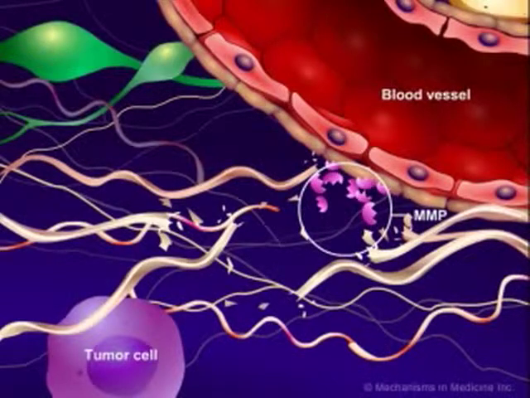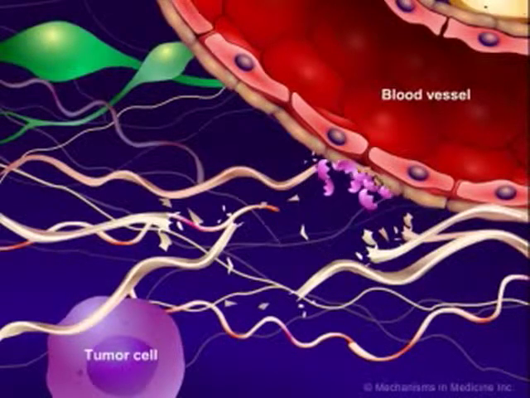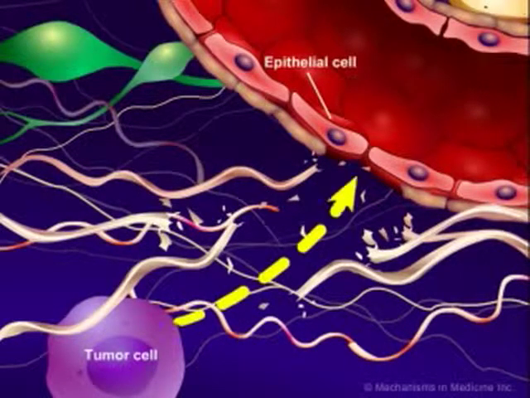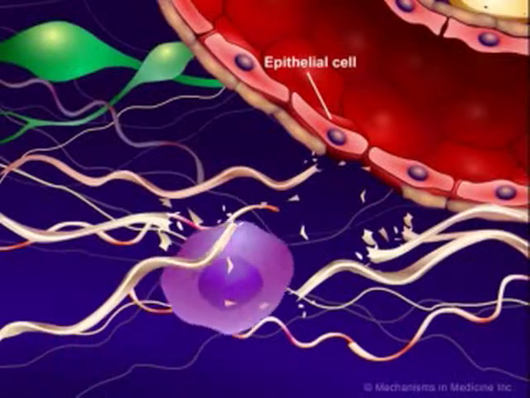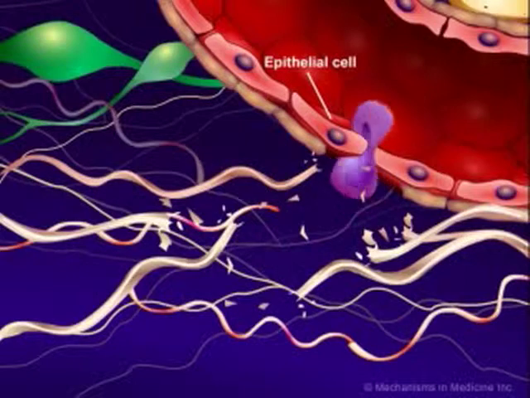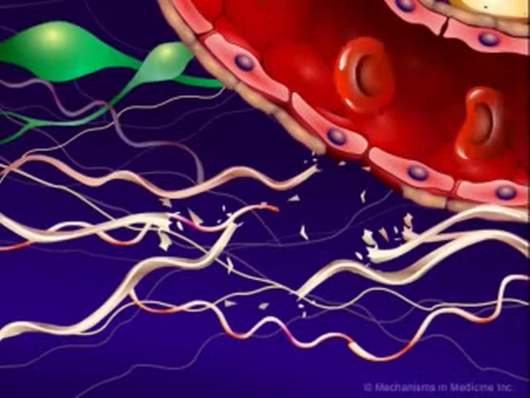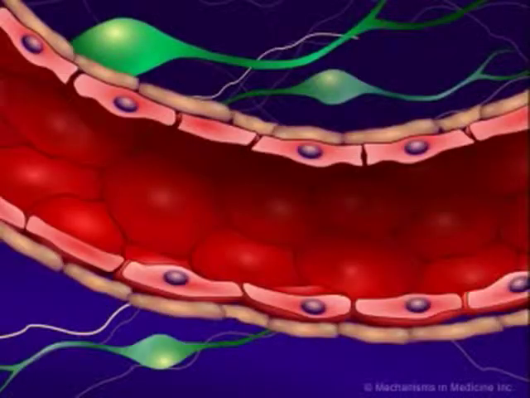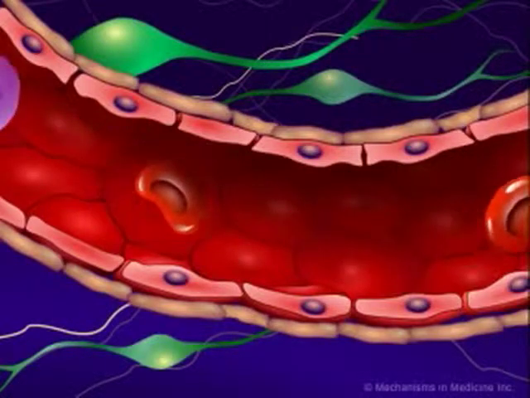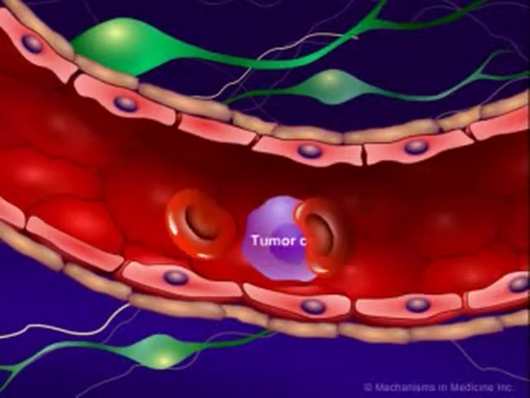When the MMPs reach the vessel, they break down the basement membrane surrounding the vessel through enzymatic action, opening access to the epithelial cells lining the vessel. Tumor cells can then migrate into the blood and lymph by entering through the tight junctions of the epithelial cells. The tumor cells are then transported through the blood and lymph to other tissues. It is known that metastatic tumor cells tend to target some organs more than others.